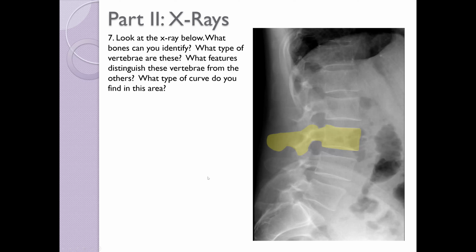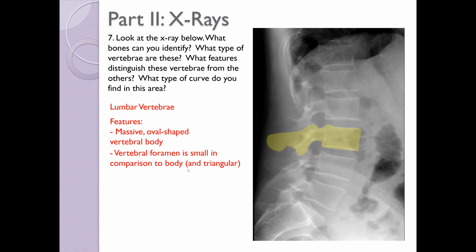All right, and so if we answer the second part of the question, and my little highlight came up a little early, but these are mainly lumbar vertebrae. They are featured with a massive oval-shaped vertebral body. The vertebral foramen is small in comparison to the size of the body and triangular in shape. They have blunt, short spinous processes and transverse processes.